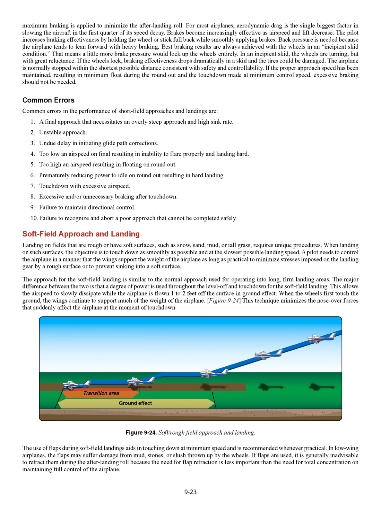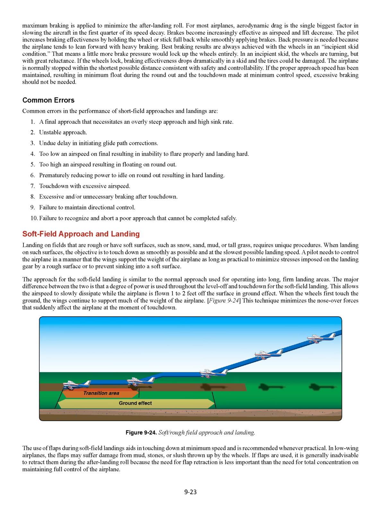Best braking results are always achieved with the wheels in an incipient skid condition. That means a little more brake pressure would lock up the wheels entirely. In an incipient skid, the wheels are turning, but with great reluctance. If the wheels lock, braking effectiveness drops dramatically in a skid and the tires could be damaged. The airplane is normally stopped within the shortest possible distance consistent with safety and controllability. If the proper approach speed has been maintained, resulting in minimum float during the roundout and the touchdown made at minimum control speed, excessive braking should not be needed.